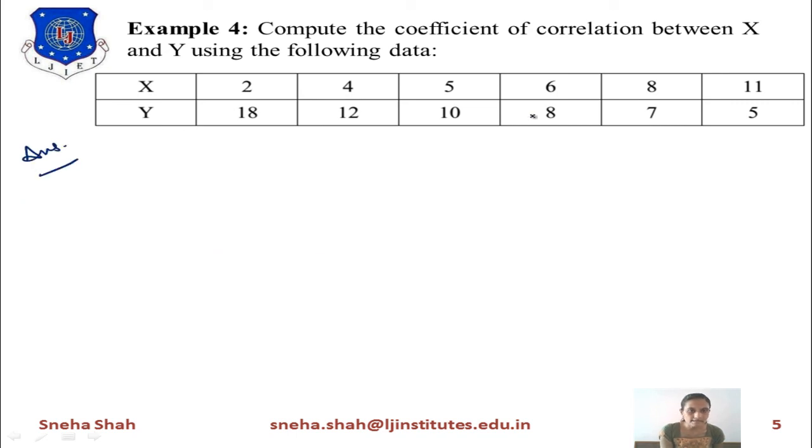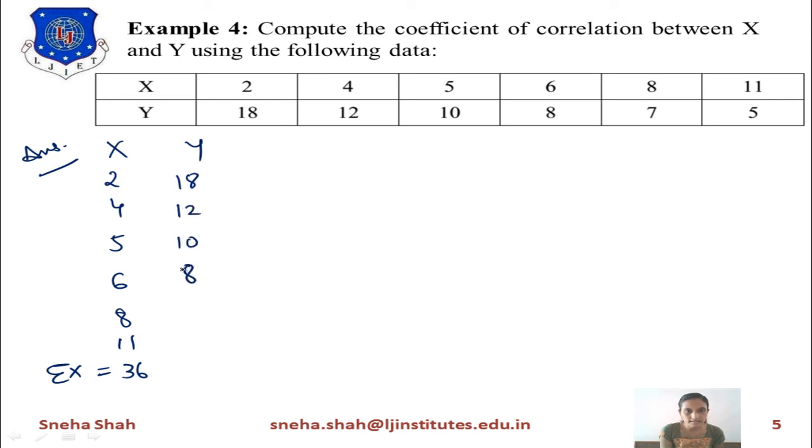First of all, I will write these terms column-wise. So I will start from x. X will be written like 2, 4, 5, 6, 8 and 11. If I add all these terms, it will give us the answer of summation x. The value of summation x equals 36. Similarly, I will write y, the values of y being 18, 12, 10, 8, 7, 5. If we add all these terms, it will give us the answer of summation y, and the answer equals 60.